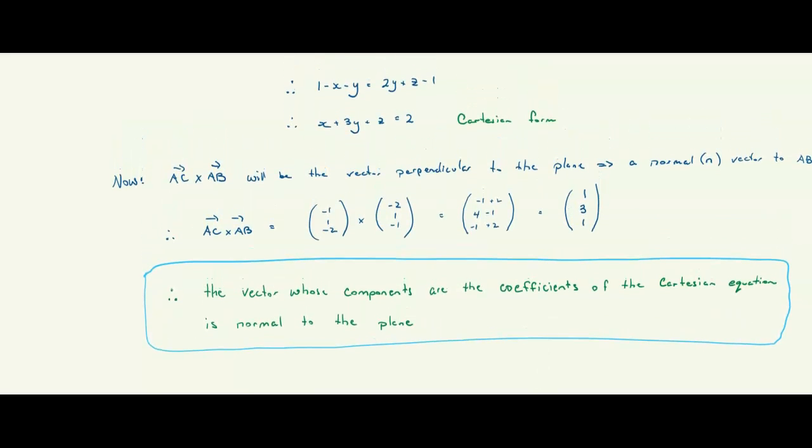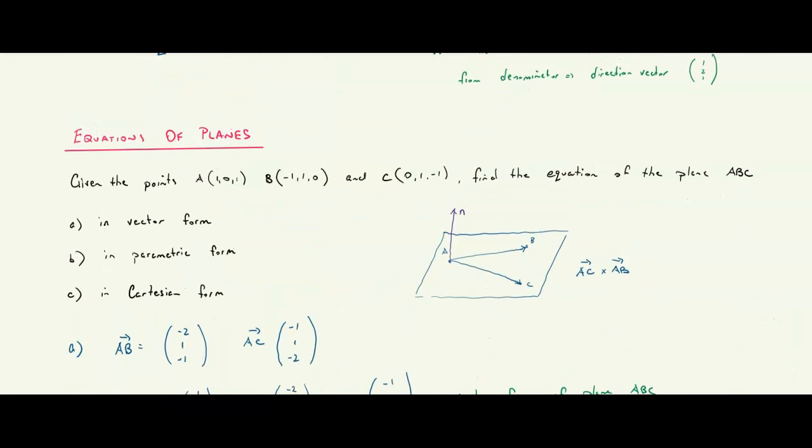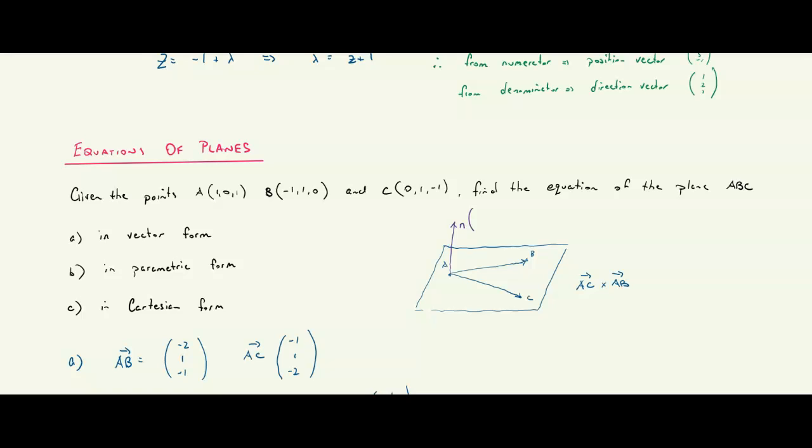Therefore, the vector whose components are the coefficients of the Cartesian equation, the x, y, z coefficients, in this example 1, 3, 1, forms the normal vector to the plane. So 1, 3, 1 is my normal vector to the plane with A, B, and C on it.